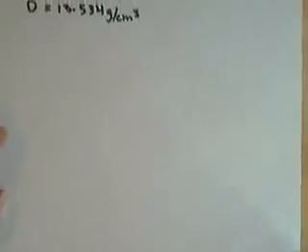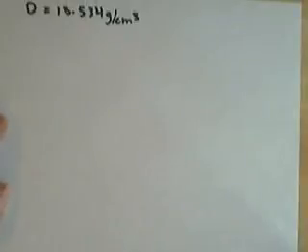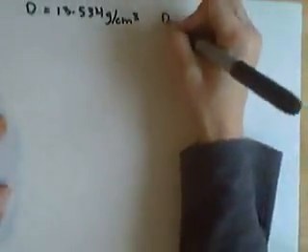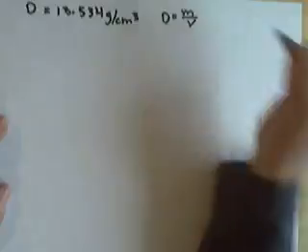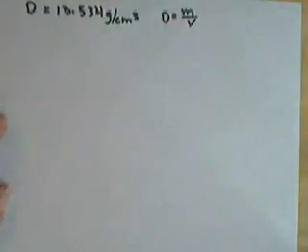So I did give you a density. I gave you a density of 13.534 grams per centimeters cubed. Now, some people, when they do conversion problems like this, will use the formula density equals mass over volume. If you want to use that, that's fine. But the way I like to do these is I like to treat my densities as a conversion factor.